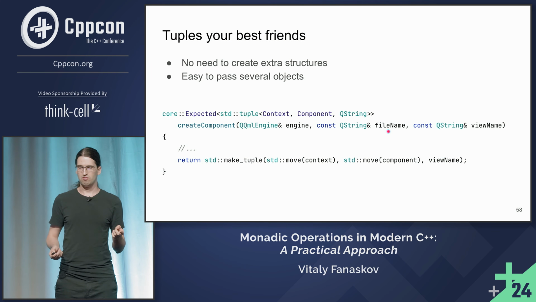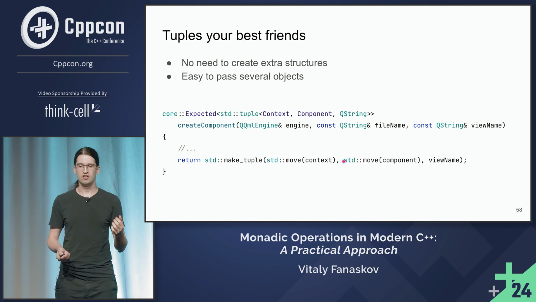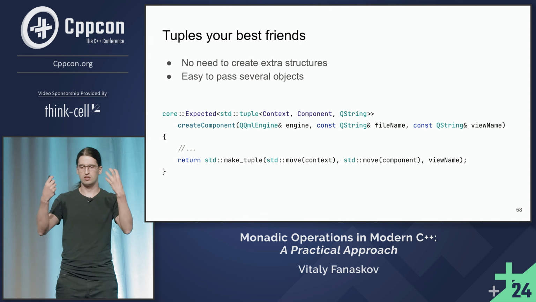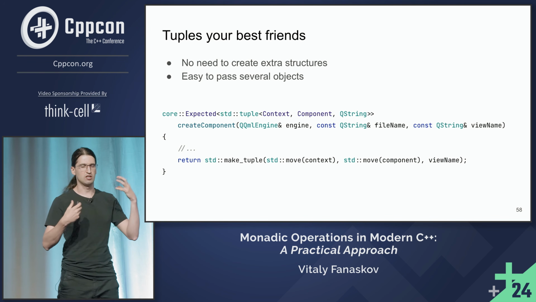So what we have is file name and view. That's some indicator. And then we create all of this stuff. But for the next steps, for finalizing, for putting some default properties and things, we might need to have context, component, and view named as a universal ID. So what we do, we simply create a tuple out of it, pass it to the next stage, and of course the next functions should accept the same tuple. Then we use structured binding to take all of this stuff and can work with this.